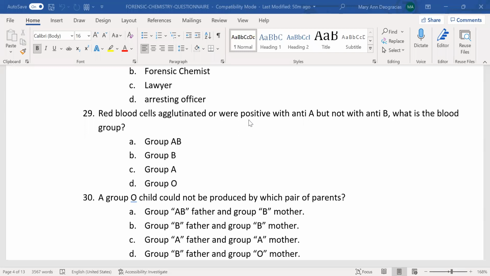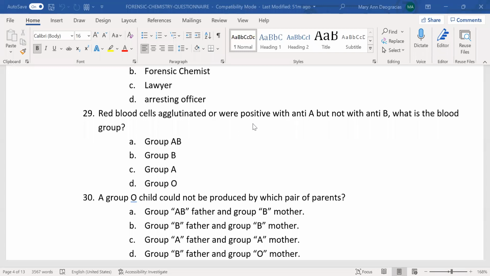So, depende guys kung paano bumabagsak yung question. Kanina, blood stain. So, isipin nyo, indirect to. Ganun lang. So, you should have a clue. Pag blood stain ang nabasa nyo sa question, you will apply the indirect technique. Pag red blood cells, agglutinated, or the blood of the victim, meaning fresh yun. The blood of the victim agglutinated or were positive with anti-A but not with anti-B. So, ibig sabihin nun, direct technique, fresh blood yan.